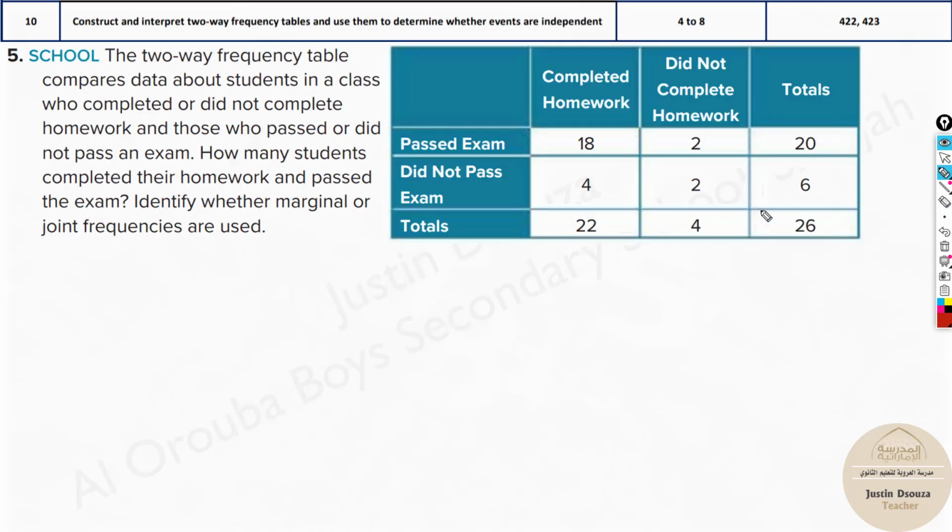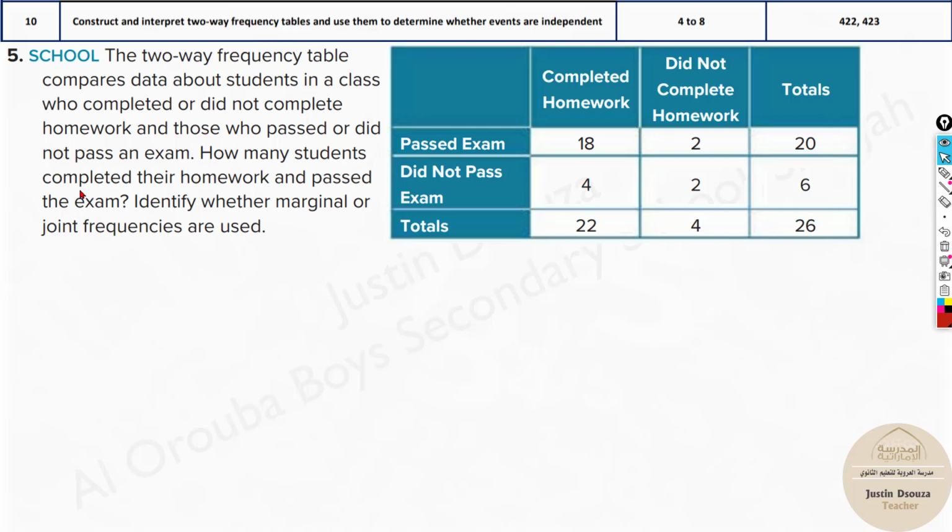Here we have a two-way frequency table which is already given. It compares data about students in a class who completed or did not complete homework, and those who passed or did not pass an exam. So this is the completed homework, did not complete homework, and among the students who completed homework, who passed and who did not pass. How many students completed their homework and passed the exam? Identify whether marginal or joint frequencies are used. Marginal and joint frequency in simple understanding: marginal is at the margins, the corner endmost ones, whereas joint is the inside one, the common ones. These four blocks are joint, whereas the totals are the marginal ones.